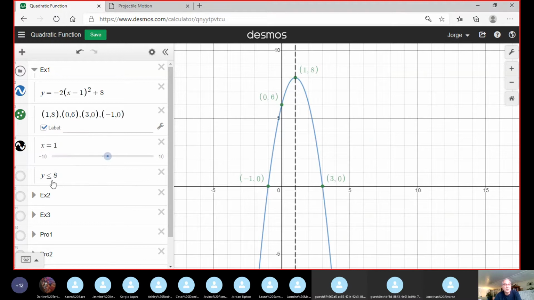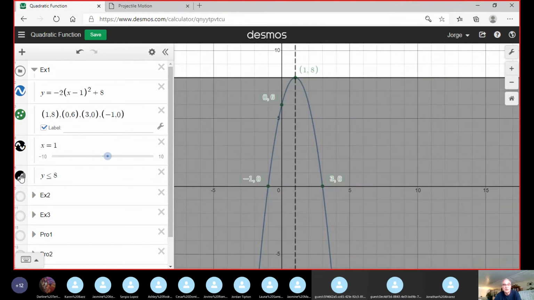Important. This inequality represents the range. Look at that. If I activate this inequality, which is y less than or equal to 8, it highlights the part in which the parabola exists. In other words, this is the range, because I know that the domain is all real numbers. Any question? Come on, I want to hear a question. No problem with example 1?